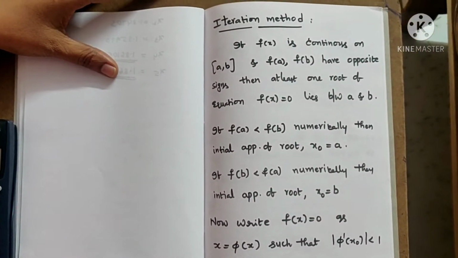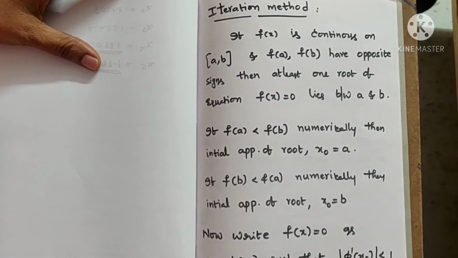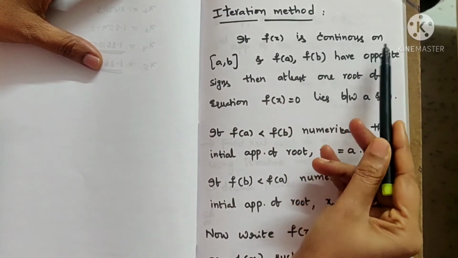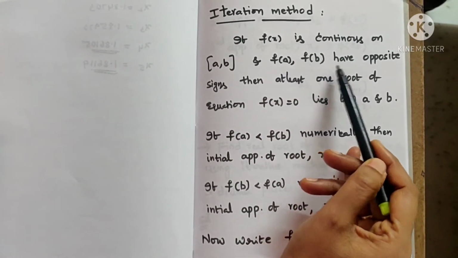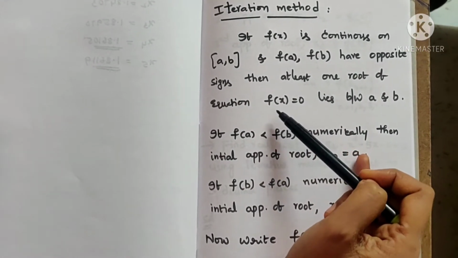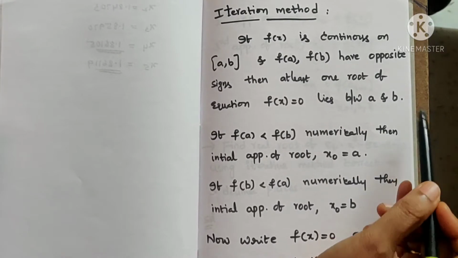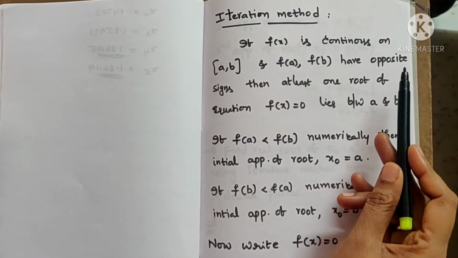Discussing the iteration method. This method also depends on the intermediate value property. Its statement is: if f of x is continuous on the closed interval [a, b] and f of a, f of b have opposite signs, then at least one root of the equation f of x equal to 0 lies between a and b.